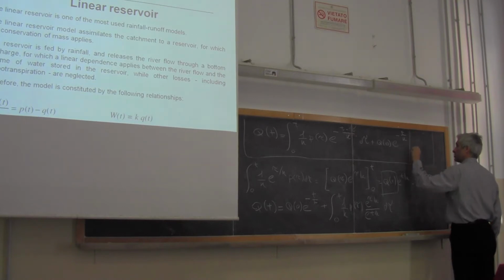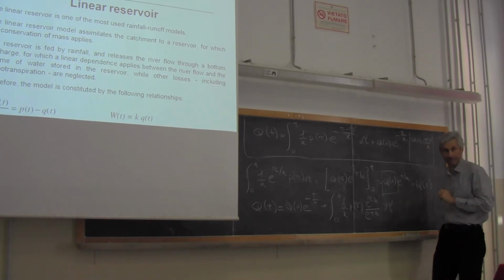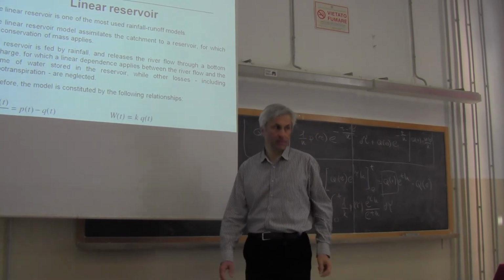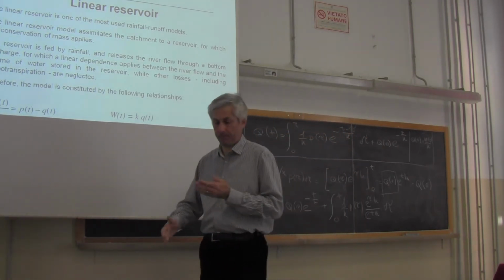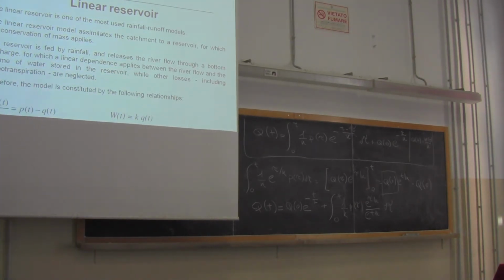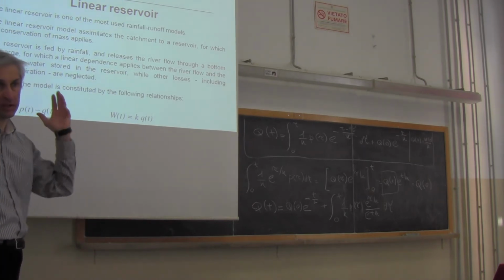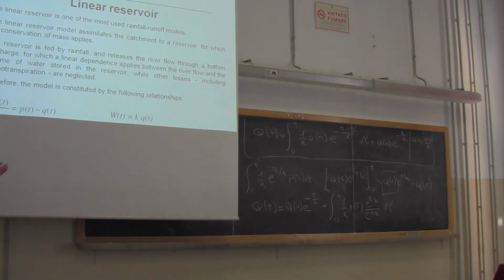Remember that there was a second equation which we eliminated. Qt is equal to Wt divided by k. This is the second equation that we eliminated. This is the linear reservoir. At this stage, in order to relax a little bit, let me discuss k. What is k? Because we didn't say anything about k.